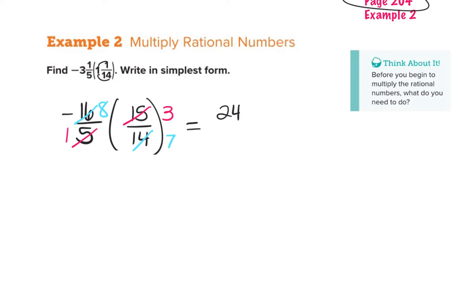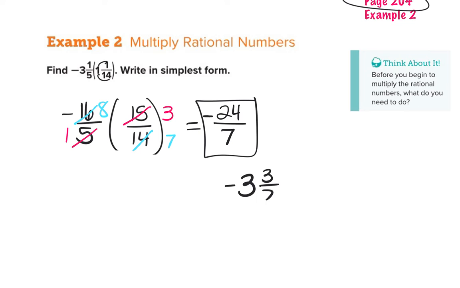I've got 8 times 3, that's 24, and 1 times 7 is 7. And then I'm going to go back and check my signs. I had a negative times a positive, so I'm going to have a negative answer. So I can leave it as negative 24/7, or if I want to turn it to a mixed number, I can say, well, 7 goes into 24 3 times, that's 21. And so that means I have 3/7 left over. And again, that's a negative 3 3/7.